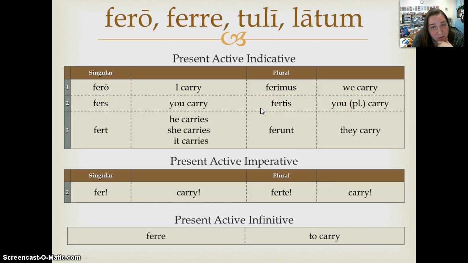The imperative is also slightly irregular. Again, we have our singular fer, you know, the singular command to carry. But the plural forms irregularly for this particular verb in the imperative. You would expect it to be ferite with that I, but instead it's just ferte. And again, this second principal part, this present active infinitive, does not look the way we would expect it to look with an ere at the end as a third conjugation verb. Instead, the E has fallen out, so it's just ferre.